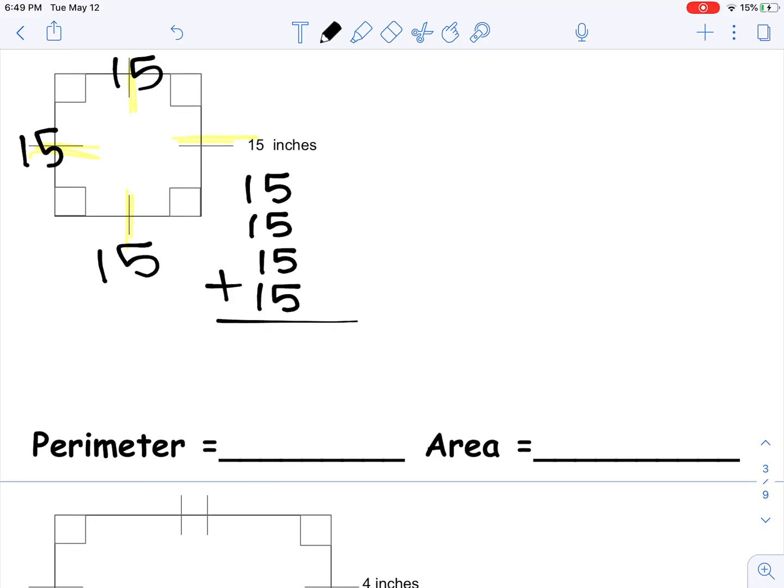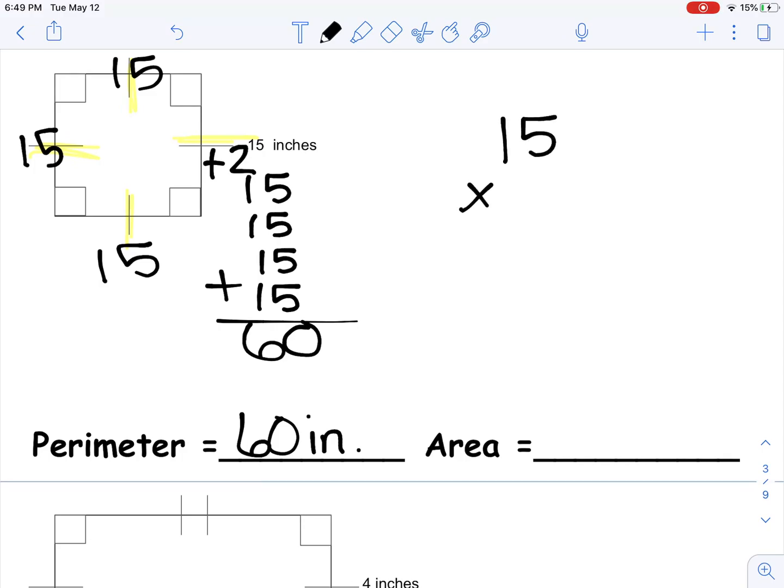And we know if we skip count by fives, 5, 10, 15, 20, carry my 2, and then 2 plus 3, 4, 5, 6. So I get 60 inches. Remember, you can abbreviate inches IN. The area formula for a square is side times side. So for this square, I'm going to have to do 15 times 15.